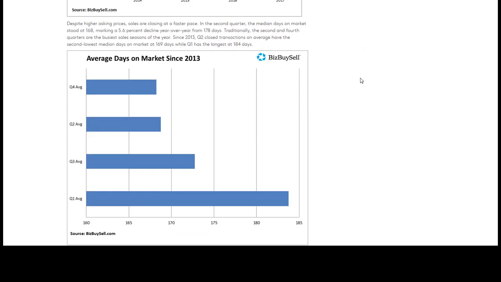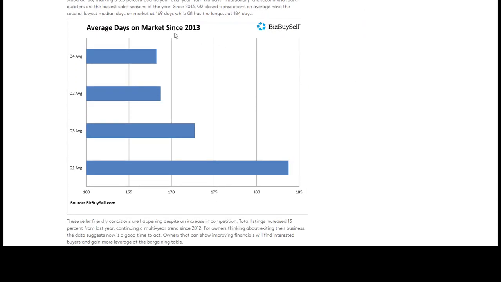Next thing they look at is the average days on the market since 2013, which is a strange way of reporting this. What they've done is they've taken every year since 2013 only, and they've broken down all of the sales that have occurred in each quarter and bunched them together. And what they're trying to show is that businesses that sold in Q1 took slightly longer to sell, about 10 or 15 days longer to sell, than businesses that sold in the other quarters.